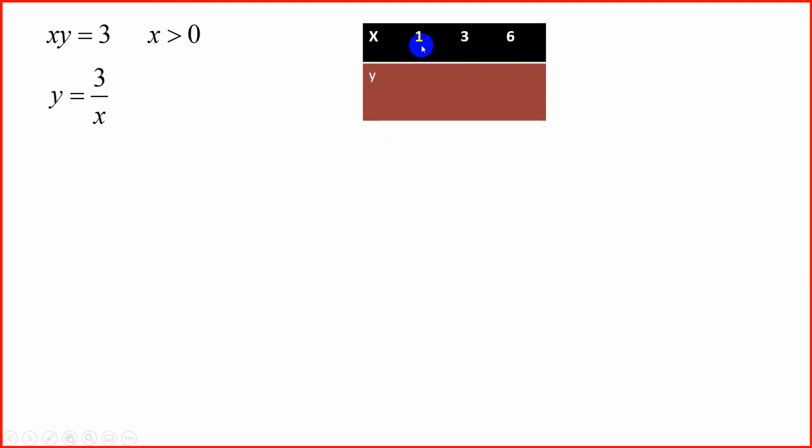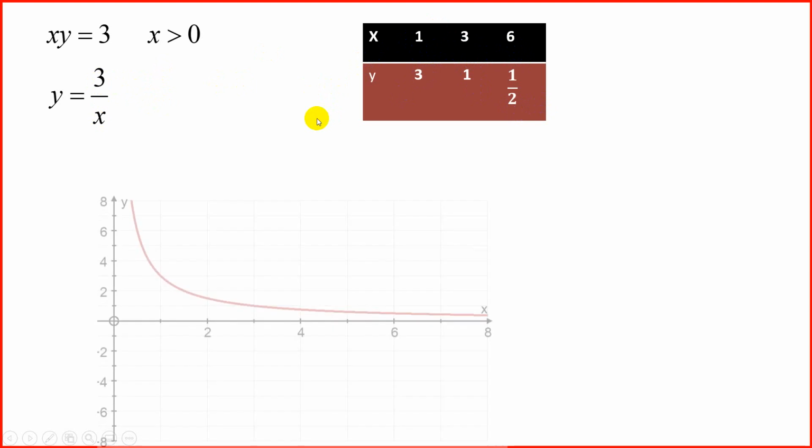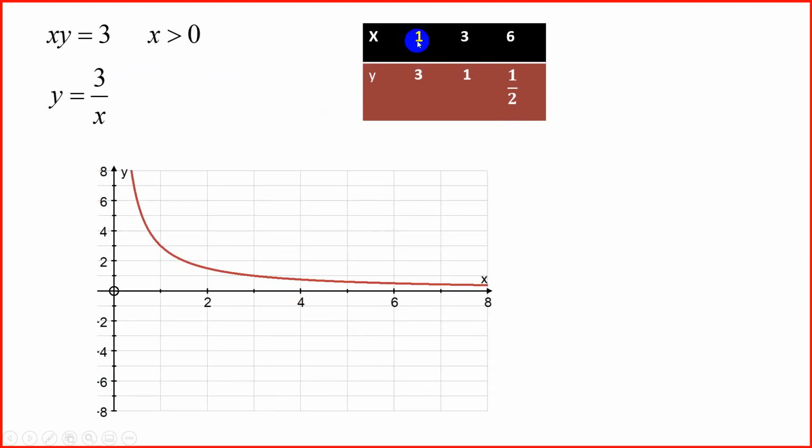3 divided by x, in the first case it's 1. 3 divided by 1 is 3. 3 divided by 3 is 1. And 3 divided by 6 is half. We're going to plot these points. The first point is 1, 3. The next point is 3, 1. And the last point is 6, half. And if we join these points, we would get the hyperbola we are looking for.